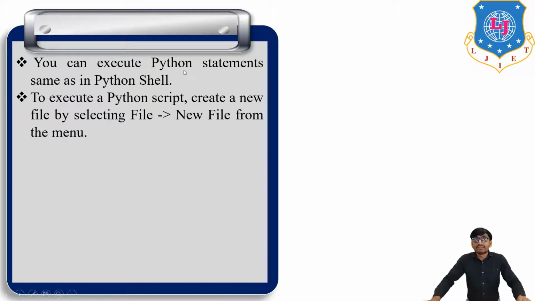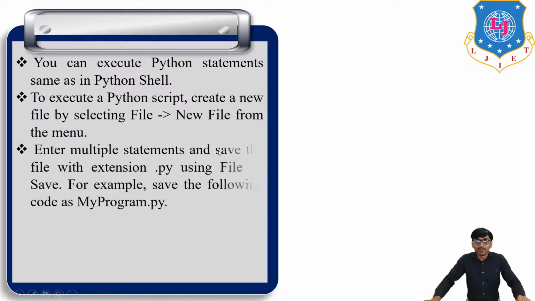You can execute Python statements the same as in the Python shell. To execute a Python script, create a new file by selecting File, New File from the menu, enter multiple statements and save the file with extension .py using File and Save. For example, save the following code as myprogram.py.